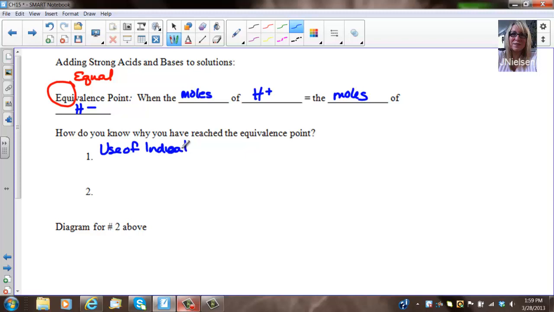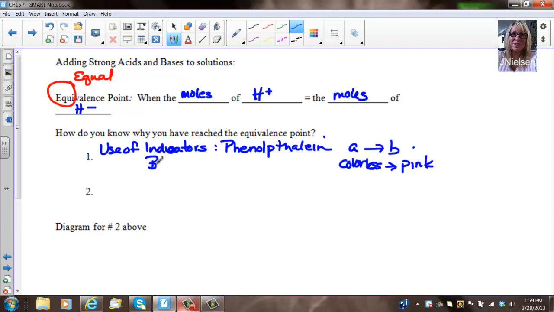Actually, there's two. The first one that you're probably most familiar with is phenolphthalein. Going from acid to base, this would be colorless to pink. Another one that you can use is bromthymol blue. This goes from yellow in an acid to blue in a base.